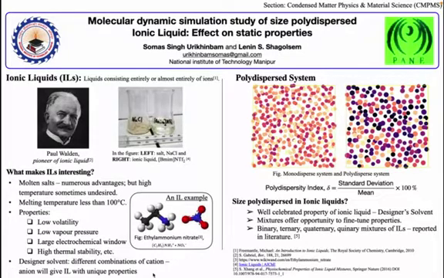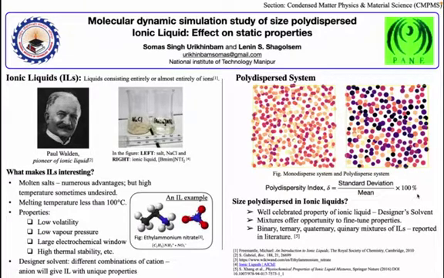And if there is no variation and all the particles are the same, then we call that monodispersed. Our polydispersity index is defined as standard deviation over mean times 100, in percent. But why are we considering ionic liquid to have polydispersity in size?